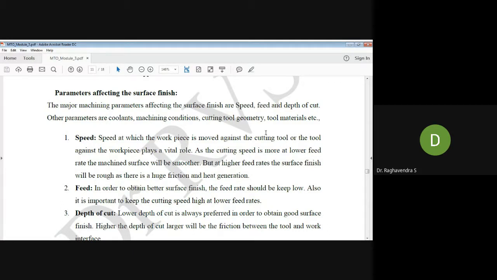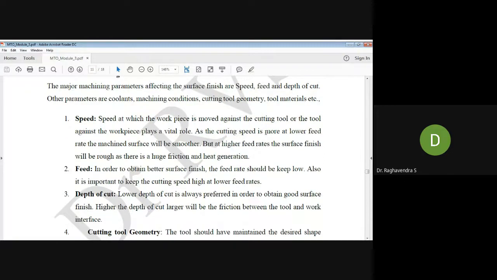And lastly, I'm just talking about the parameters affecting the surface finish. When you want to achieve a good surface finish in any material removal application, speed is one of the very important criteria. If the tool works very slowly, you will get a very good surface finish. Otherwise, for the material, there will be some zigzag kind of thing, some rough surface. That's the meaning.